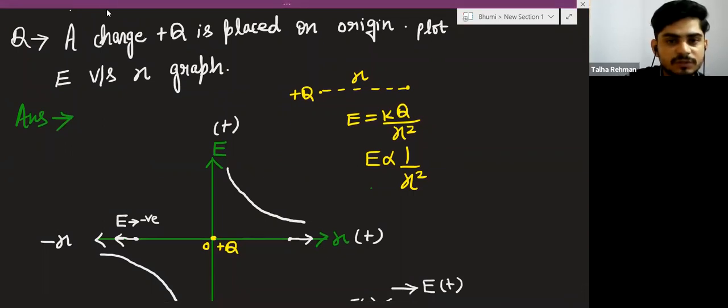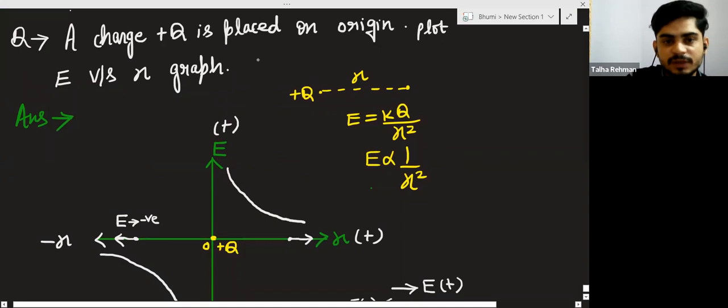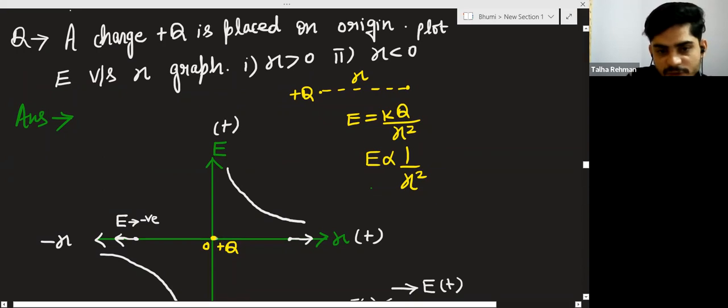Here in the question, I am adding one thing. First is for X greater than 0. Second is for X less than 0. X greater than 0 means this direction. X less than 0: this is 0, and in this direction we will move, then X is negative.